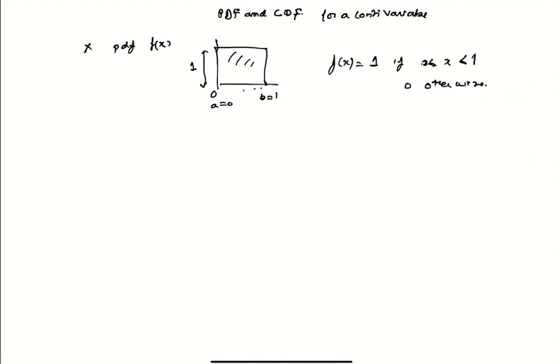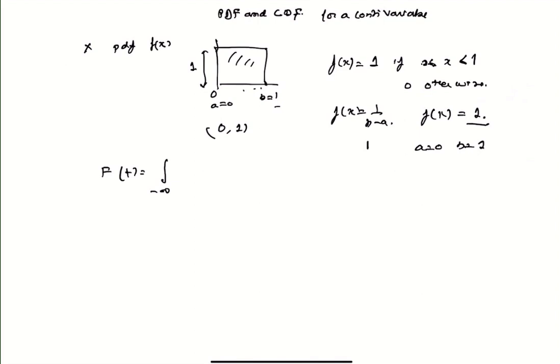Okay, this is basically a uniform PDF for the interval 0 to 1. The uniform PDF is 1 over b minus a, but since b is 1 and a is 0, it's going to be 1. So that is why f of x for a uniform distribution in the interval of 0 and 1 is going to be 1, when a is equal to 0 and b is equal to 1. So what is F of t going to be? It is the integral from negative infinity to t of f of x dx.